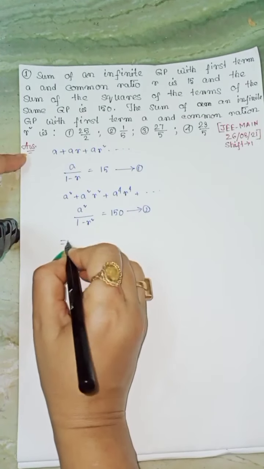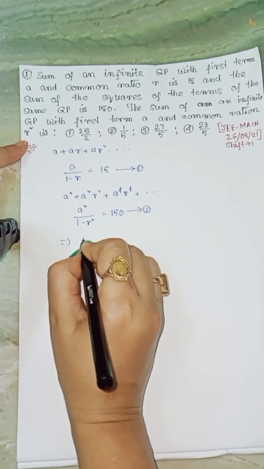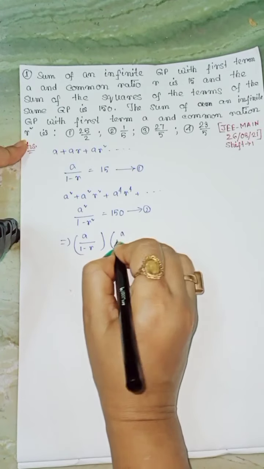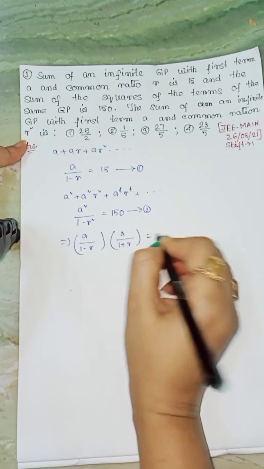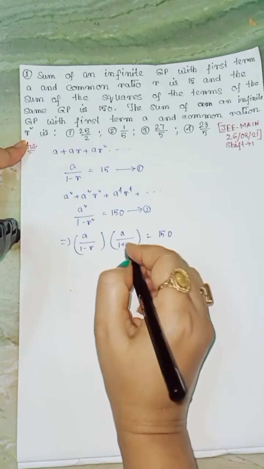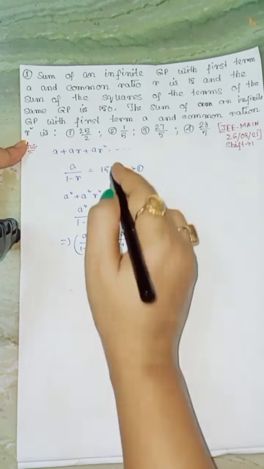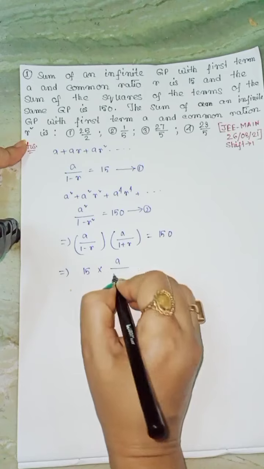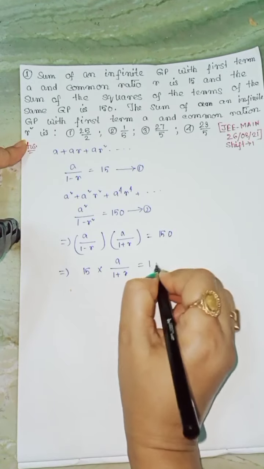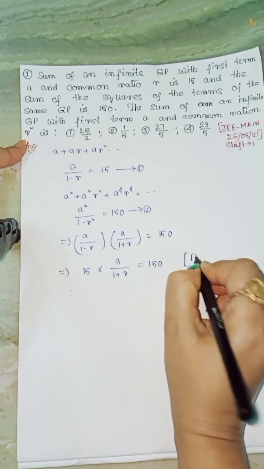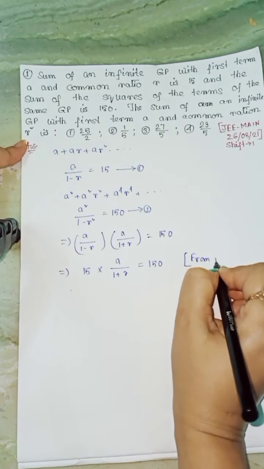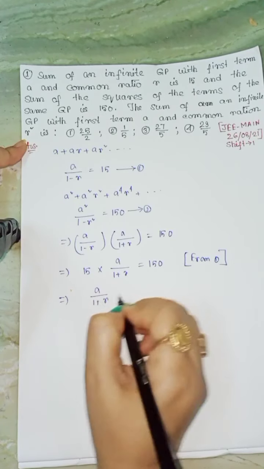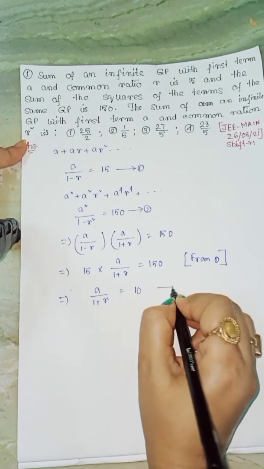So now simplifying this, it becomes A by 1 minus R into A by 1 plus R equal to 150. And we know the value of A by 1 minus R from 1, that is 15, so 15 into A by 1 plus R is equal to 150. So A by 1 plus R is equal to 10. This is equation 3.